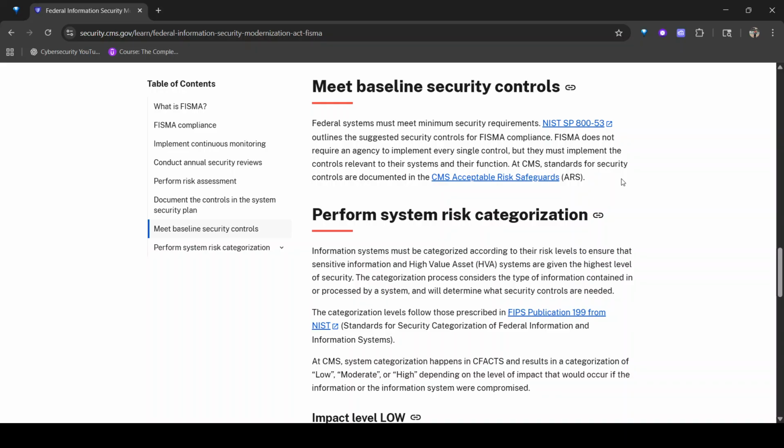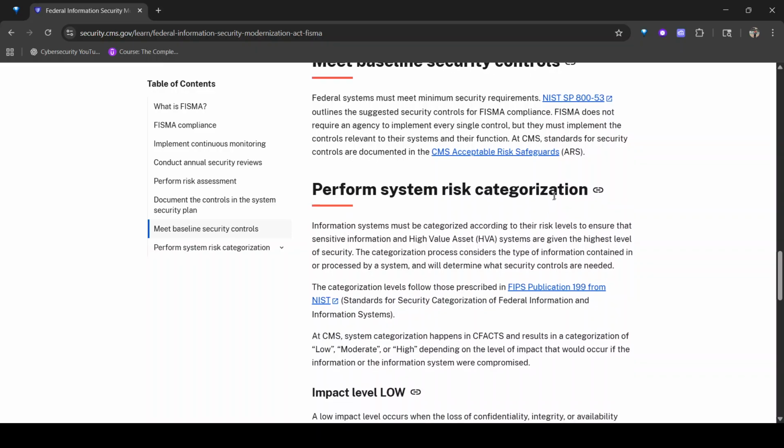Then, federal systems must meet minimum security requirements. NIST SP 800-53 outlines the suggested security controls for FISMA compliance. FISMA does not require an agency to implement every single control, but they must implement the controls relevant to their systems and their function. At CMS, standards for security controls are documented in the CMS Acceptable Risk Safeguards, or ARS.